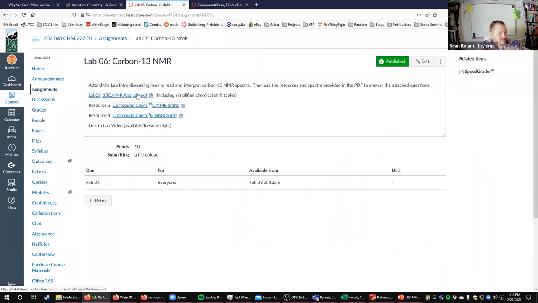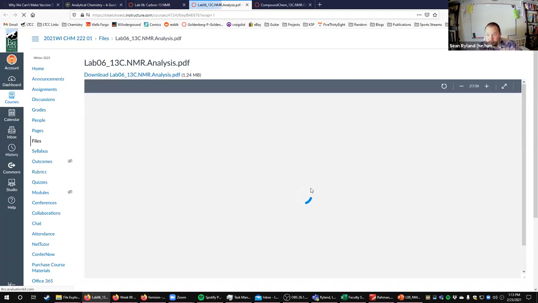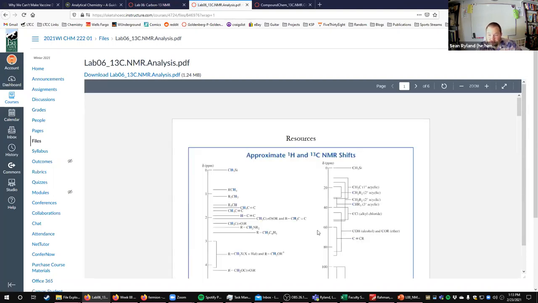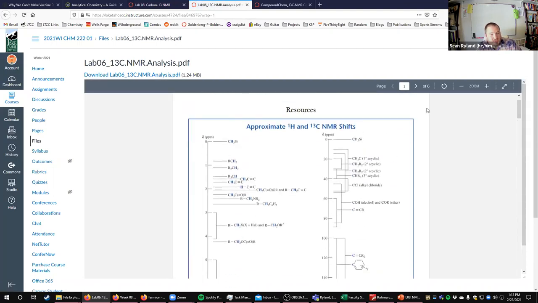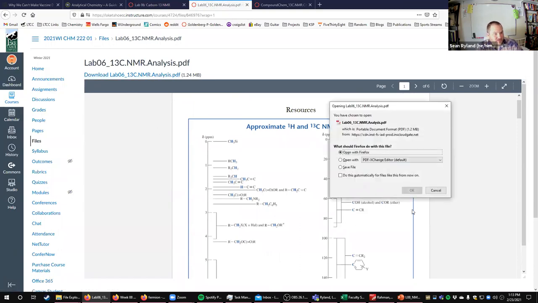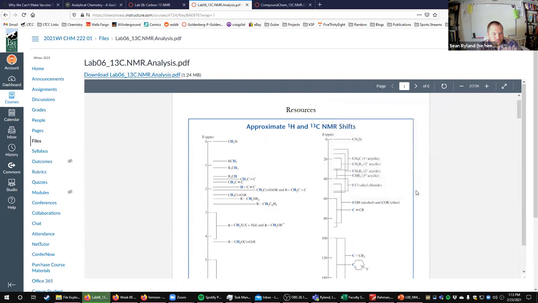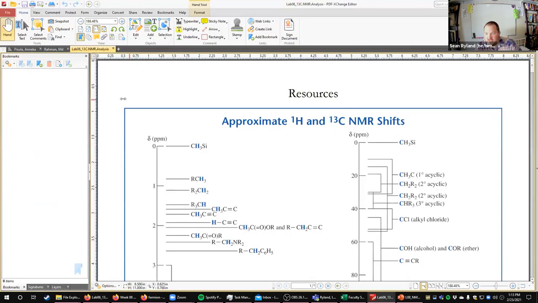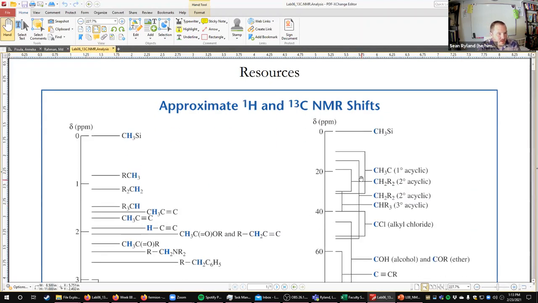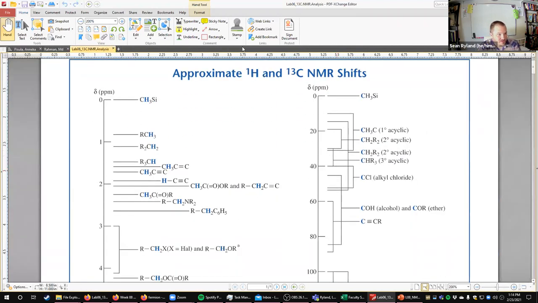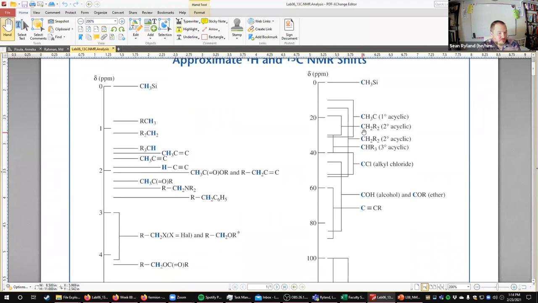The assignment itself is in this first PDF, and it's just going to be some more qualitative analysis. You guys go through. I gave you a cheat sheet from a lab textbook that I've used before, as well as the links to the compound chemistry NMR sheets. So this first page just says, okay, here's your approximate proton and carbon 13 NMR shifts.